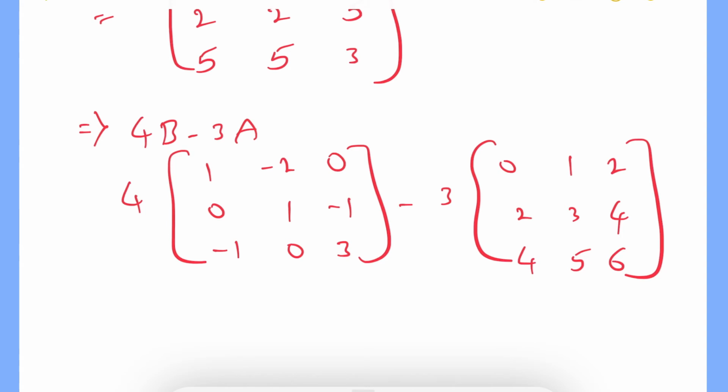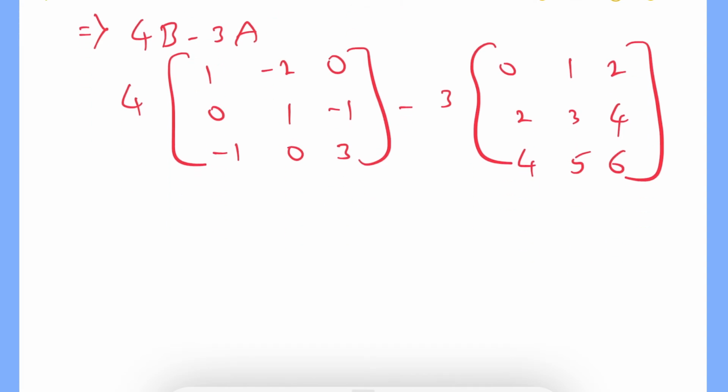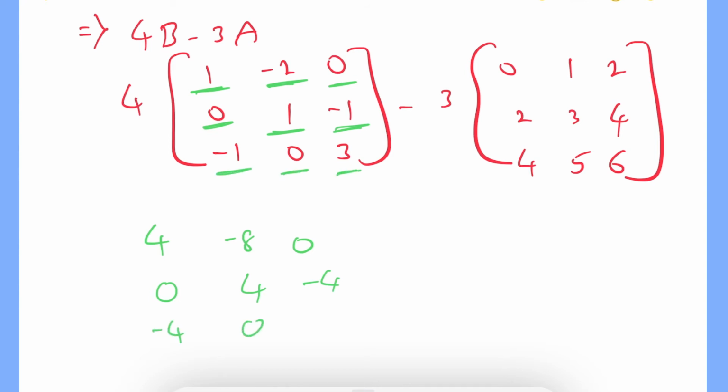Okay, let us find it out now. So 4 into matrix B, that is nothing but scalar multiplication. So the outside number multiplies with each and every element. 4 into 1 is 4, 4 into minus 2 is minus 8, 4 into 0 is 0, 4 into 0 is 0, 4 into 1 is 4, 4 into minus 1 is minus 4, 4 into minus 1 is minus 4, 4 into 0 is 0, 4 into 3 is 12.